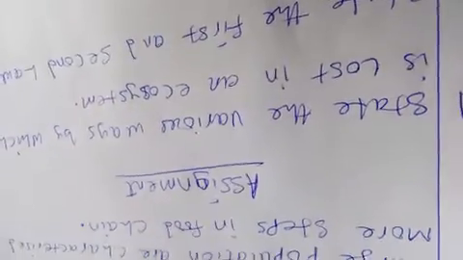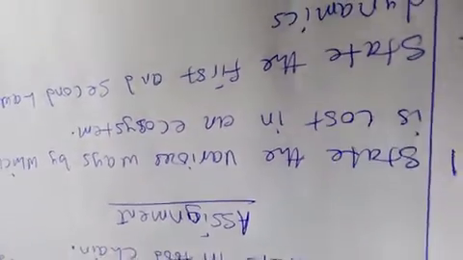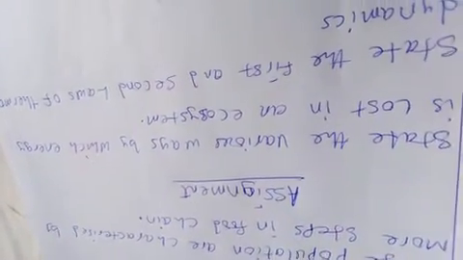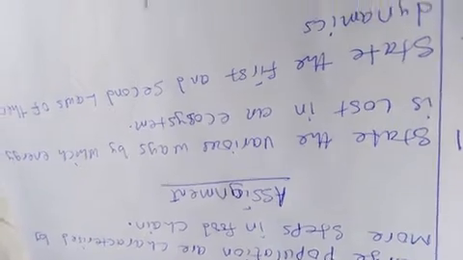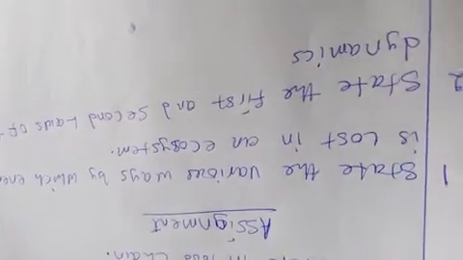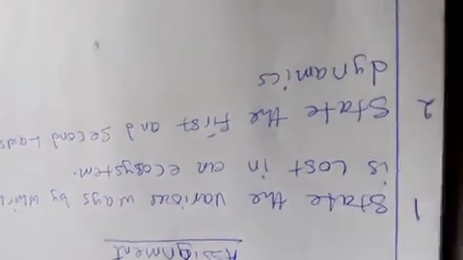You have an assignment that you are meant to do, and you submit it on Monday. The first assignment is: state the various ways by which energy is lost in an ecosystem. Two, state the first and second law of thermodynamics.